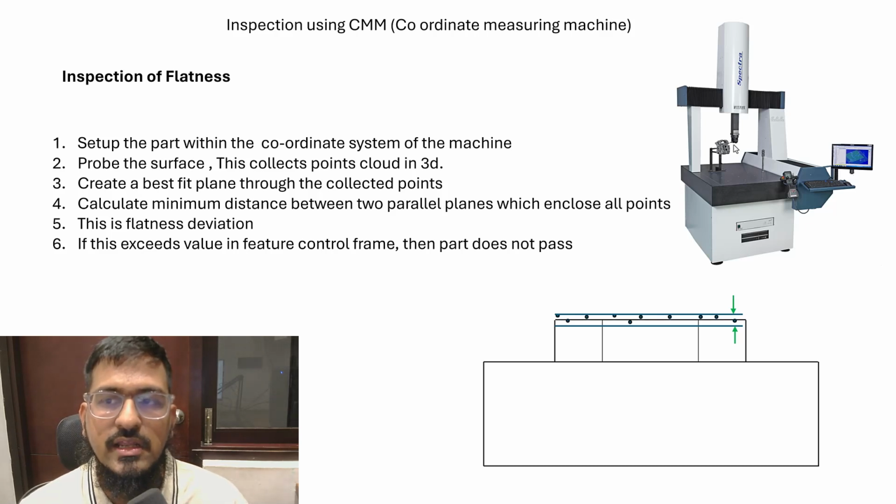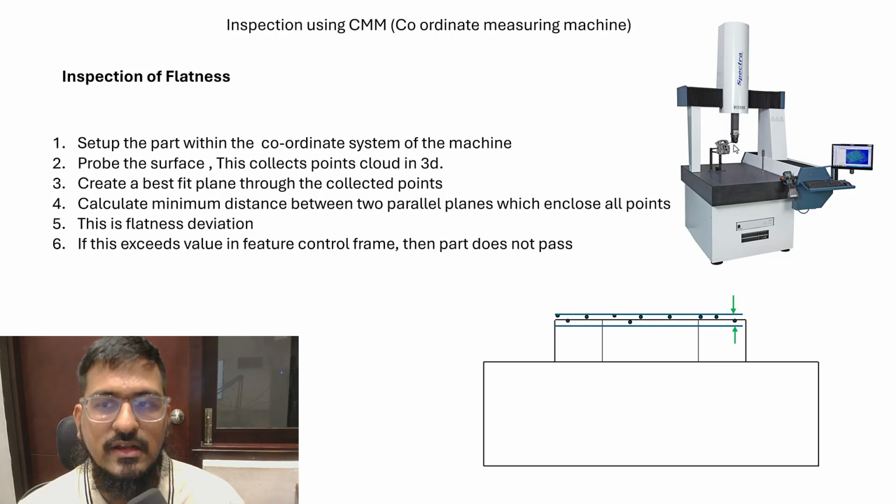So basically we are creating a digital twin of the part in the system and finding out whether the part is as per the specification or not. That is the CMM measuring method, which is very commonly used in high volume production for high stakes parts. It's a very reliable and very accurate way of measuring parts.